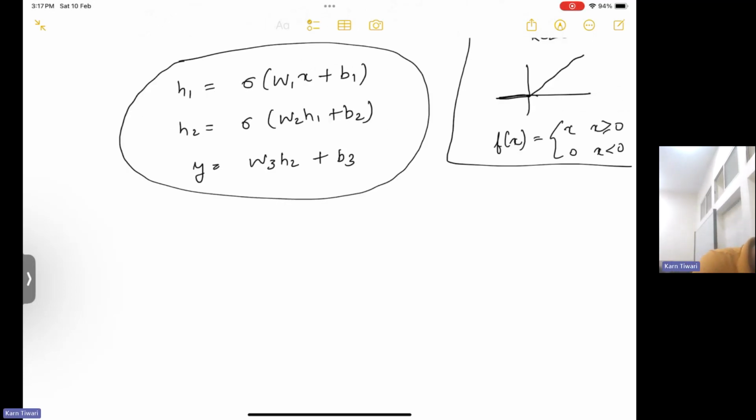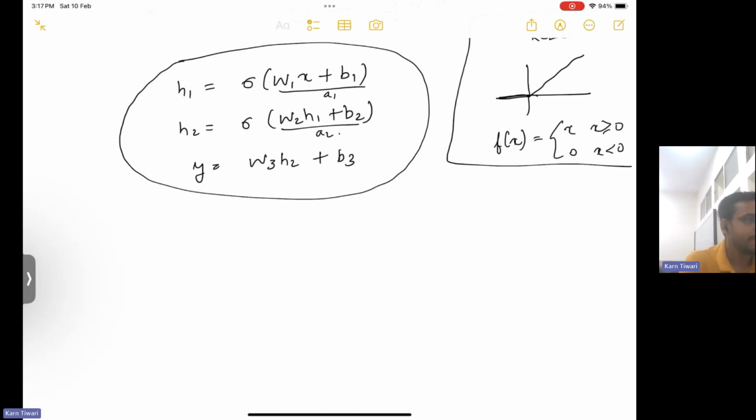So this whole W1 X plus B1 was denoted by A1 in the lecture, and this was denoted by A2. I'm trying to use the same notation as followed during the lecture so that you don't miss out anything.